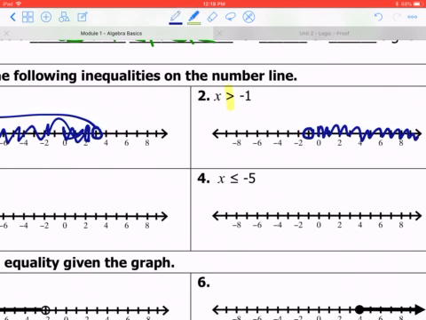Let's look at number 4, give you a little bit different one. Now this one says less than or equal to, so this is going to tell me that I need a closed circle. So I'm going to go to -5. I'm going to draw my circle, and now I'm going to shade it in. Okay? Since it's less than or equal to, that means I can include -5, because -5 is equal to -5. Now since it's less than, I need to shade to the left. All right? So that's it for graphing.